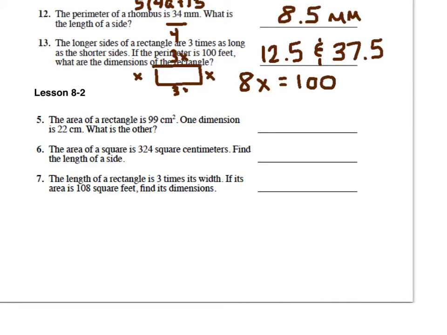For number 5 here, for lesson 8.2, the area of a rectangle is 99. One dimension is 22. What is the other? Well, for number 5, I'm going to draw this rectangle right here. If one side is 22, we want to know the other.